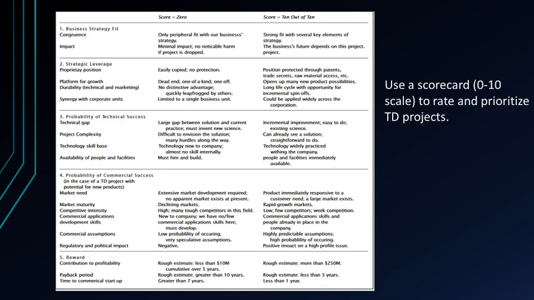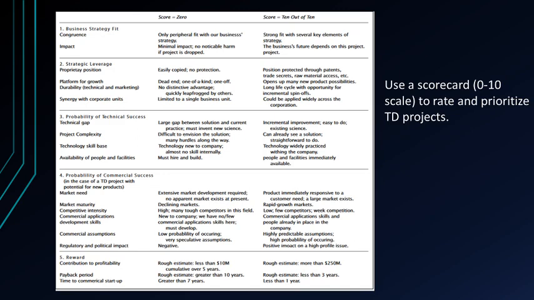Score 5, reward: contribution to profitability, payback period, time to commercial startup. A 0 score for contribution to profitability: rough estimate, less than 10 million cumulative over 5 years. 10 out of 10 score: rough estimate, more than 250 million. A 0 score for payback period: rough estimate, greater than 10 years. 10 out of 10 score: rough estimate, less than 3 years. Time to commercial startup, greater than 7. 10 out of 10 score: less than 1.